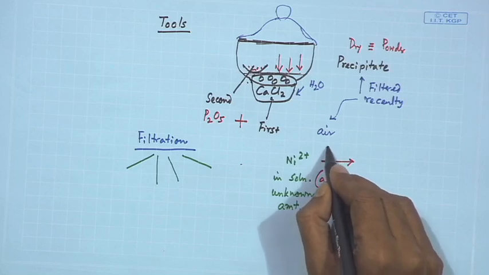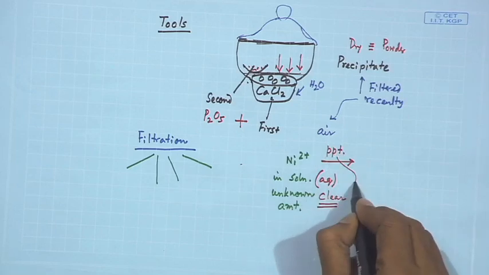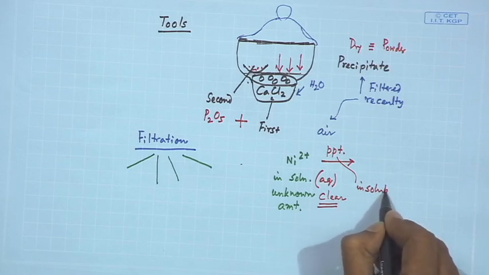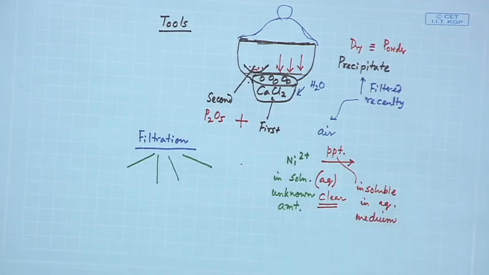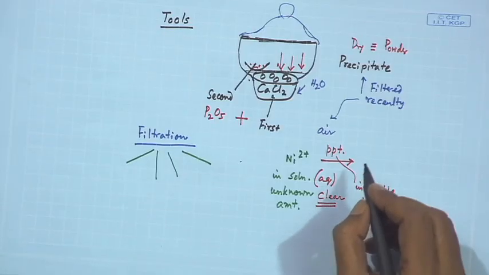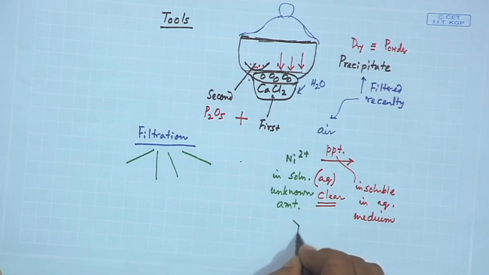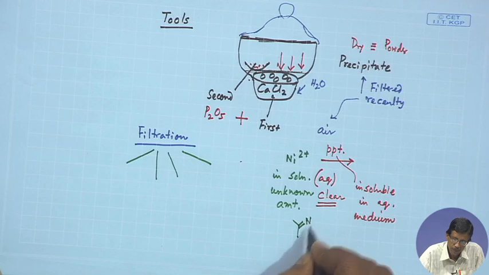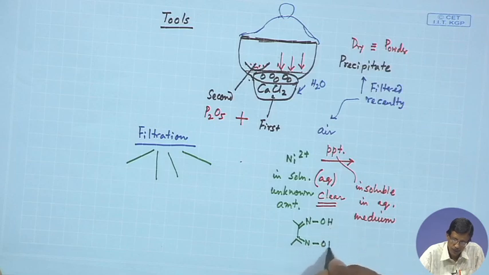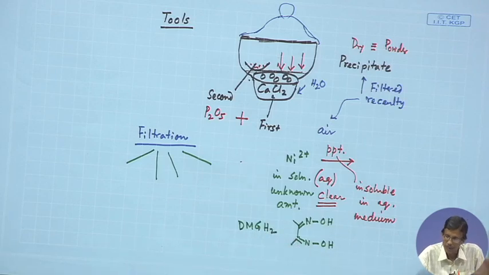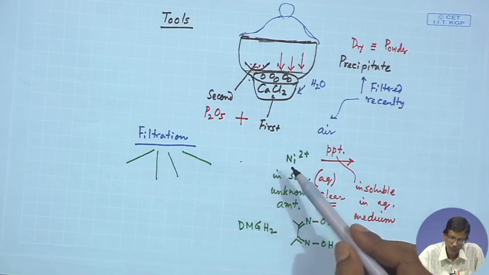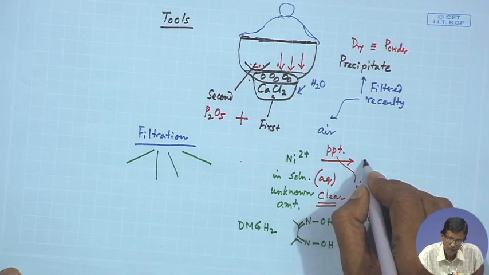So in this filtration technique, you must have a precipitate which is insoluble in aqueous medium. So how to do that? You just add the known reagent. Every day I am talking about this whenever we give some example. Now you see what it is: DMGH2, dimethyl glyoxime. This will bind to this nickel 2 plus and give you a reddish pink precipitate.